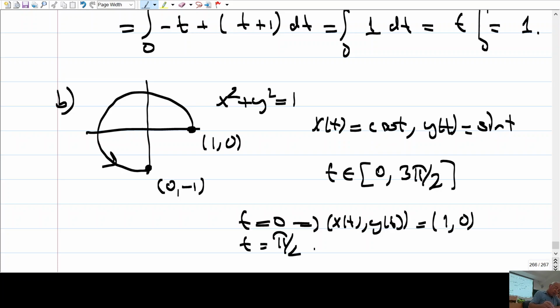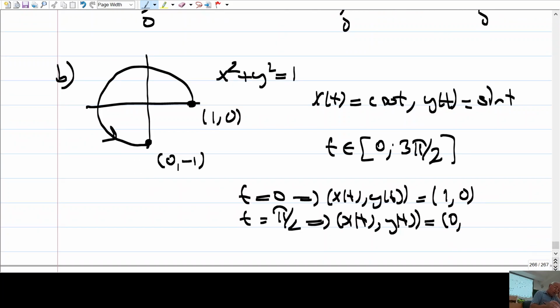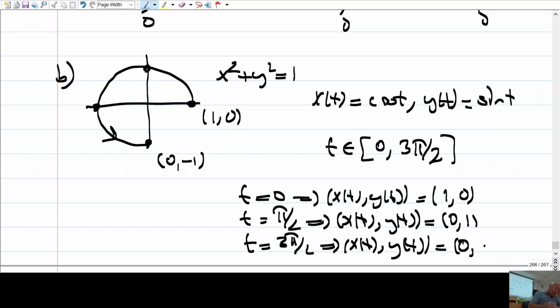When t equals pi over 2, (x(t), y(t)) is just what? When you plug pi over 2, you get 0, right? Cosine 90 degrees is 0, sine is just 1, so you are at this point, and when you plug pi, you will be at this point, and 3 pi over 2, so (x(t), y(t)) will be just 0 and minus 1, right? Cosine 3 pi over 2 is 0, sine 3 pi over 2 is just minus 1. So this is the correct parameterization.